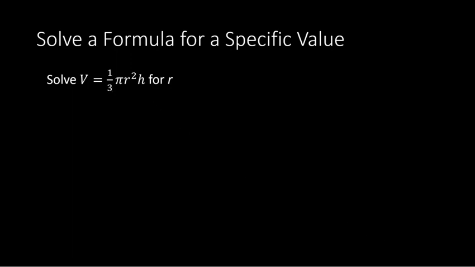So we can divide the 1/3, divide the pi, and divide the h. When you divide by 1/3, that is the same effect as multiplying by 3. So we can multiply both sides by 3. That cancels this 1/3 on the right side.